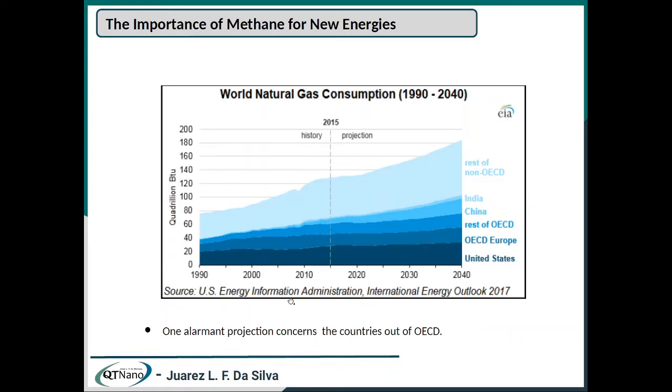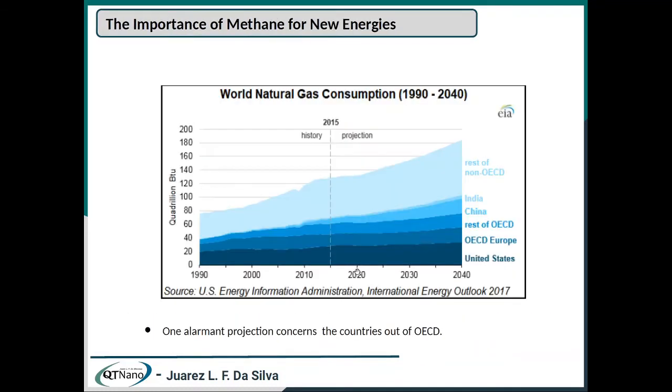Another projection is that the scenario is going to change, and this is a projection of United States energy. This change is going to be almost linear for the OECD countries, but the non-OECD countries, which are the countries outside the Organization for Economic Cooperation and Development, including Pacific Asia, also show an increase.